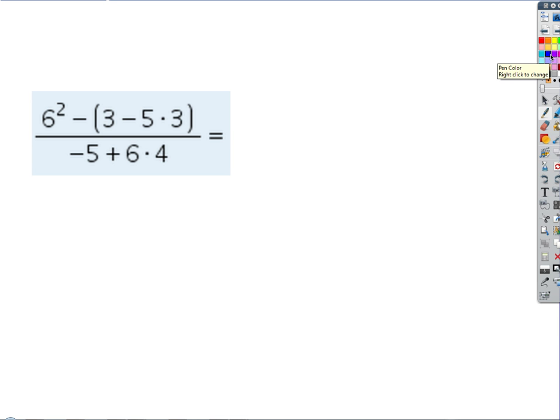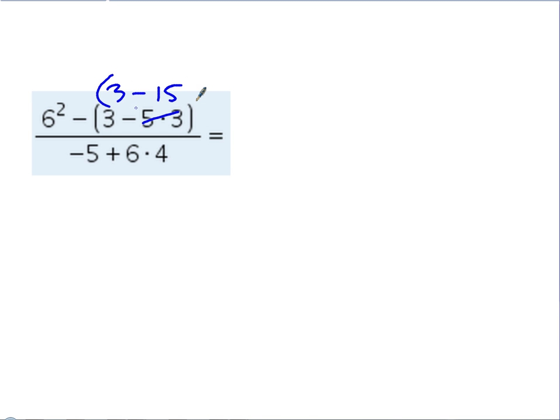The problem people are having is, on the top, what do I obviously do first? Parentheses. 3 minus, and what do I do first in the parentheses? So I get 3 minus 15. What is that? -12. Good, so that's all becoming -12. And what's 6 squared? 36. Okay, so it's 36 minus -12, right?